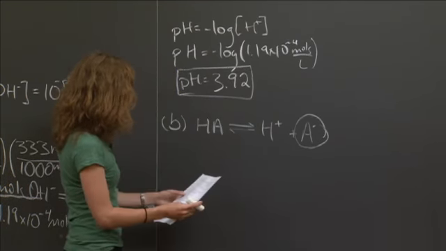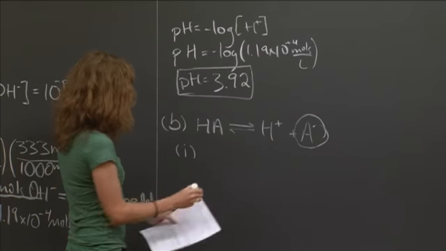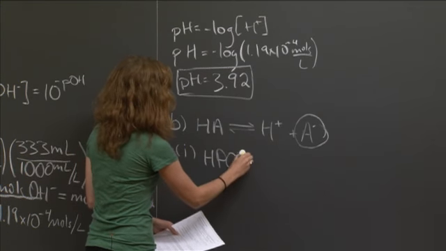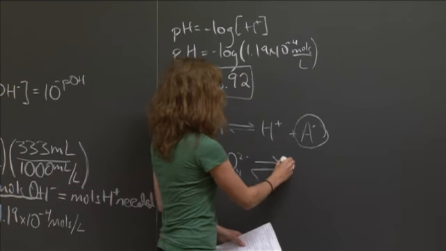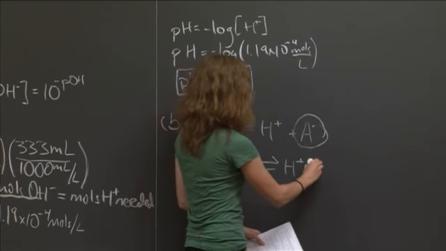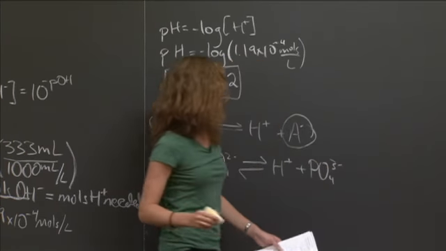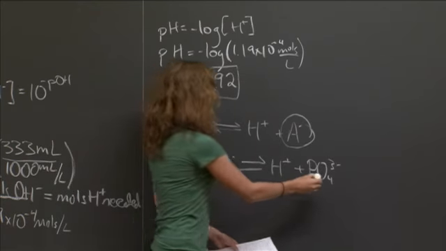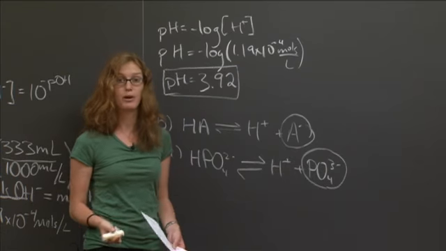Ion, basically. So part 1, we have HPO4, and that will dissociate to hydrogen plus its conjugate base. Simple enough. This is your conjugate base. So that's your answer for part 1.